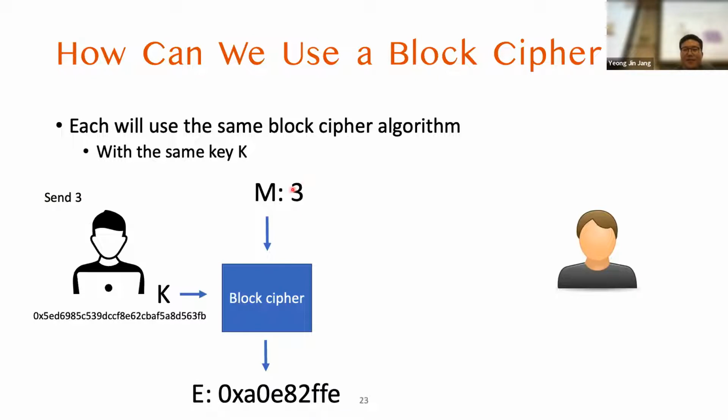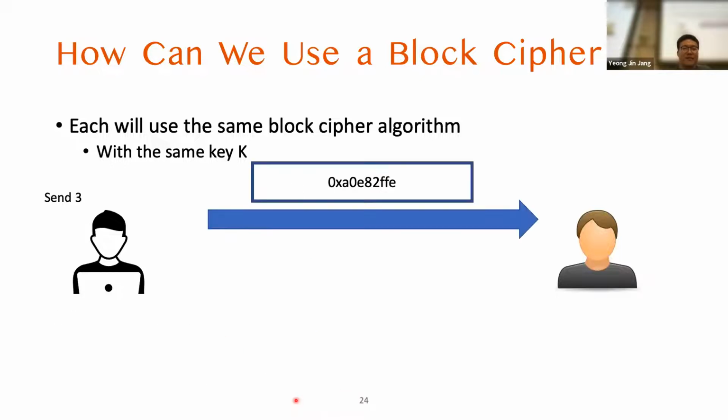Then we will put the number 3 into the block cipher. But I told you that we should encrypt 16 bytes, so we can pad it as 0000003 or something like that, making it 16 bytes. And then, using the key that we exchanged previously, we run the block cipher algorithm to get the encrypted number. So it will generate this kind of number, and then we send this over the network.